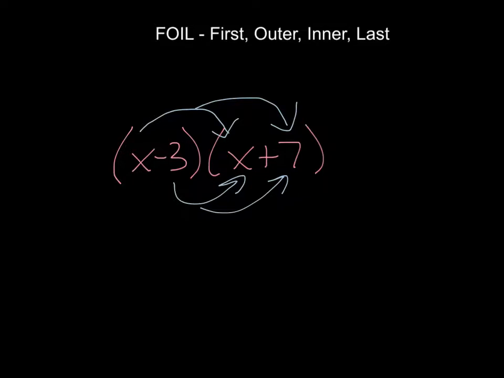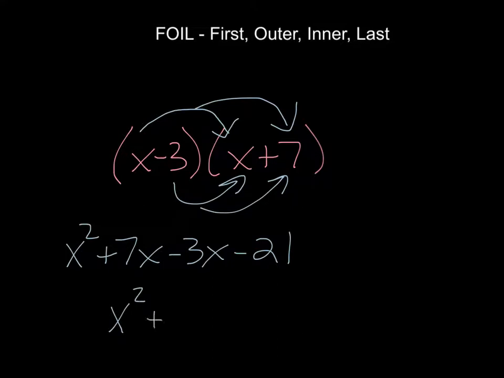Again, you've got to watch your signs. We're going to have to combine like terms at the end, but x times x is x squared. x times 7 is positive 7x. Negative 3 times x is negative 3x. And then finally minus 21. And we do have these two terms that are like terms, so you're not done, because you are trying to simplify. You're not done until you combine those. So your final answer would be x squared plus 4x minus 21.